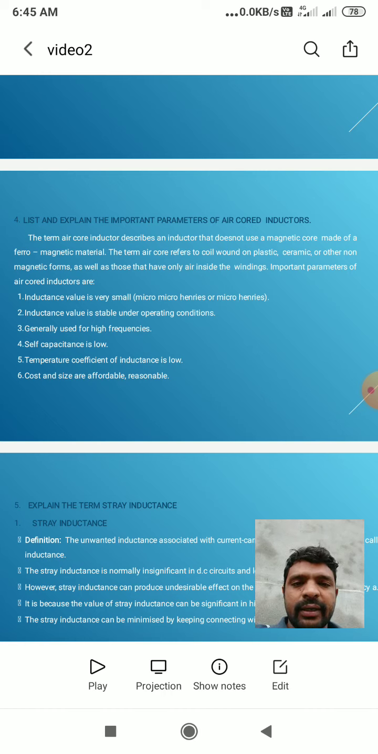So, air core inductors are made with non-magnetic or non-ferromagnetic materials. In this, the core is made with plastic or ceramic or other non-magnetic materials.